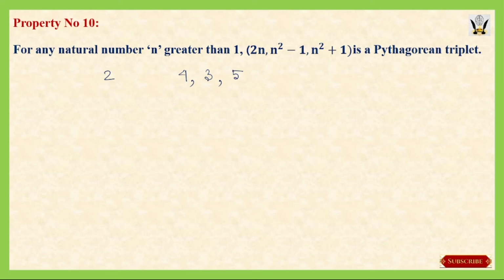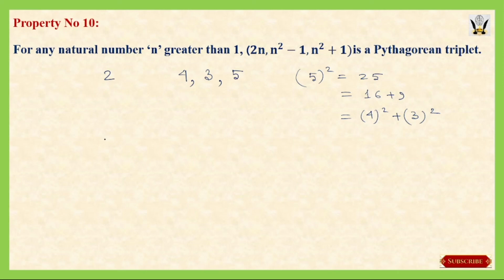And between 4, 3, 5, we have the Pythagorean relationship, that is, if we take the square of 5, then it will be 25. 25 can be further written as 16 plus 9, and 16 is 4 square, and 9 is 3 square. So 5 square will be equal to 4 square plus 3 square. And this is what the Pythagorean triplet is.